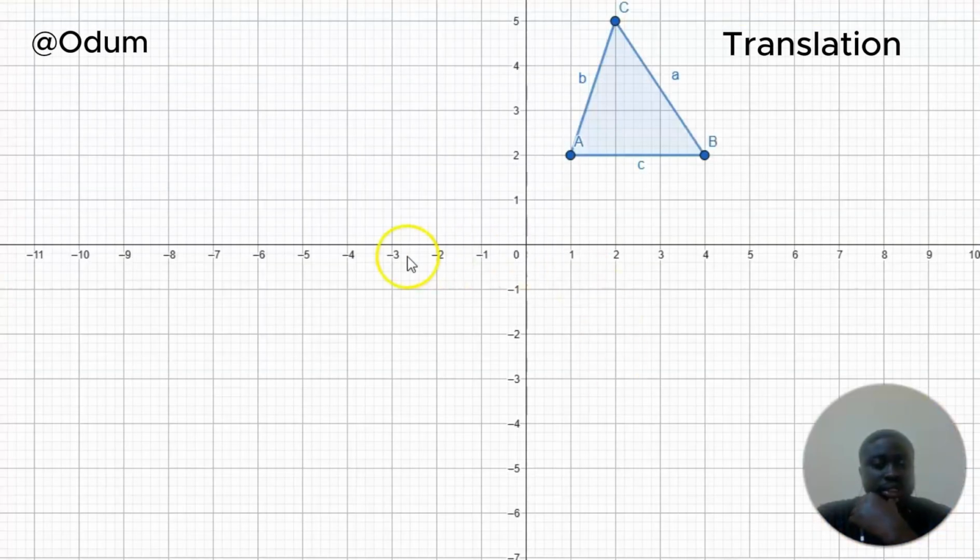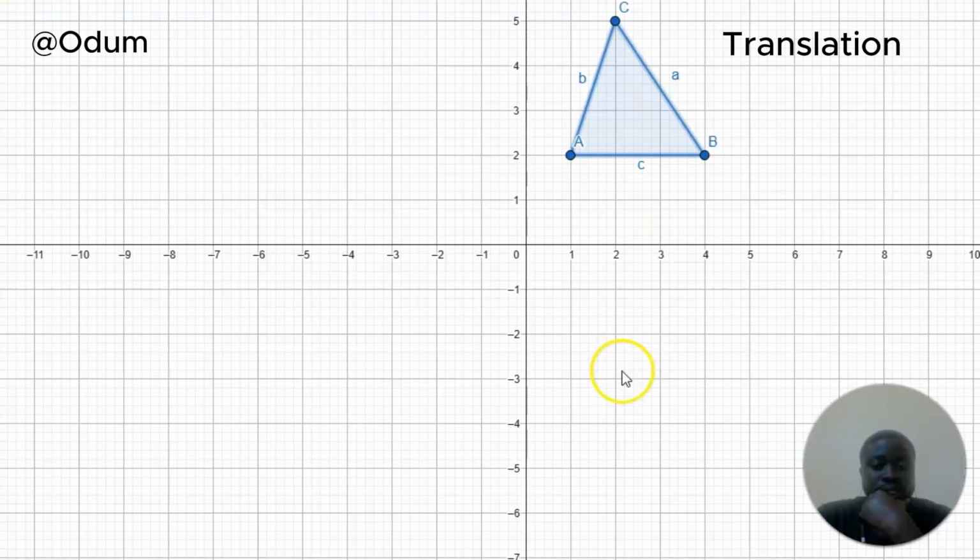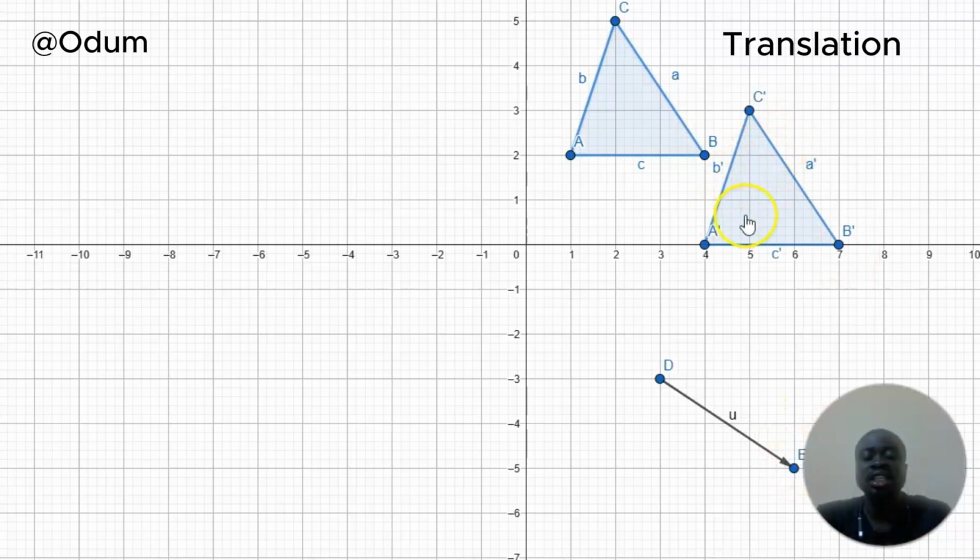So let's go and take our translation. Translate by vector, then we select this one, and it is (3, -2). You can stand anywhere. Here, then go 1, 2, 3 to the right, then come down 1, 2. That is where it will be. So this is the image after translating using the translation vector (3, -2).